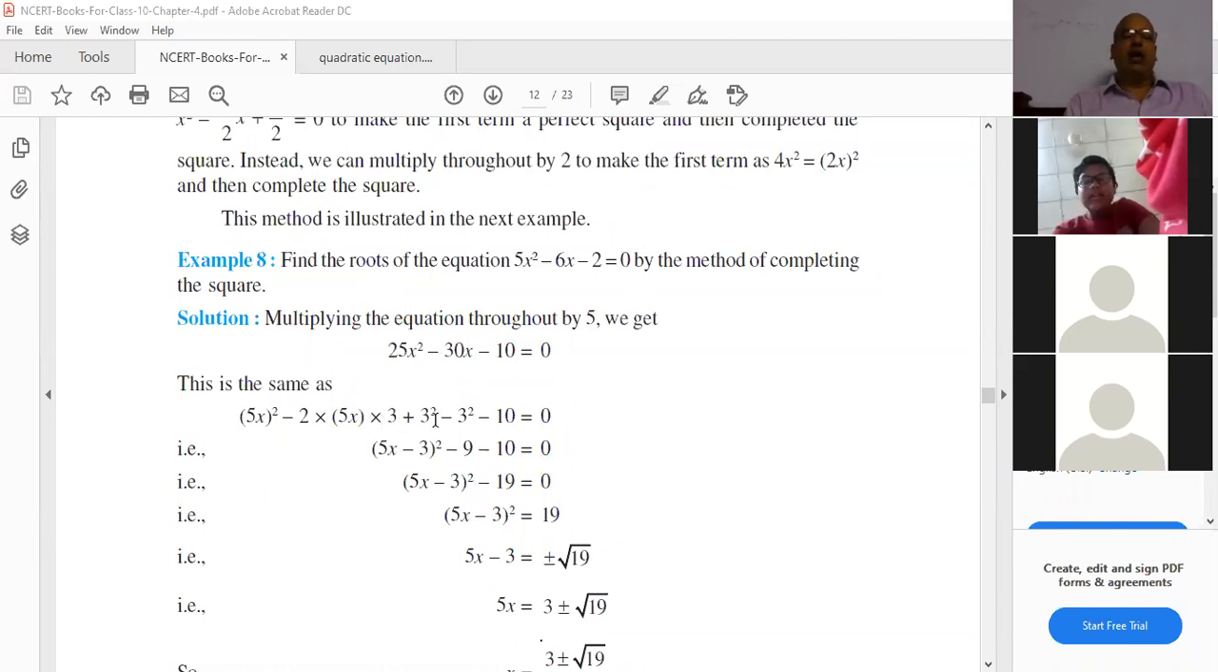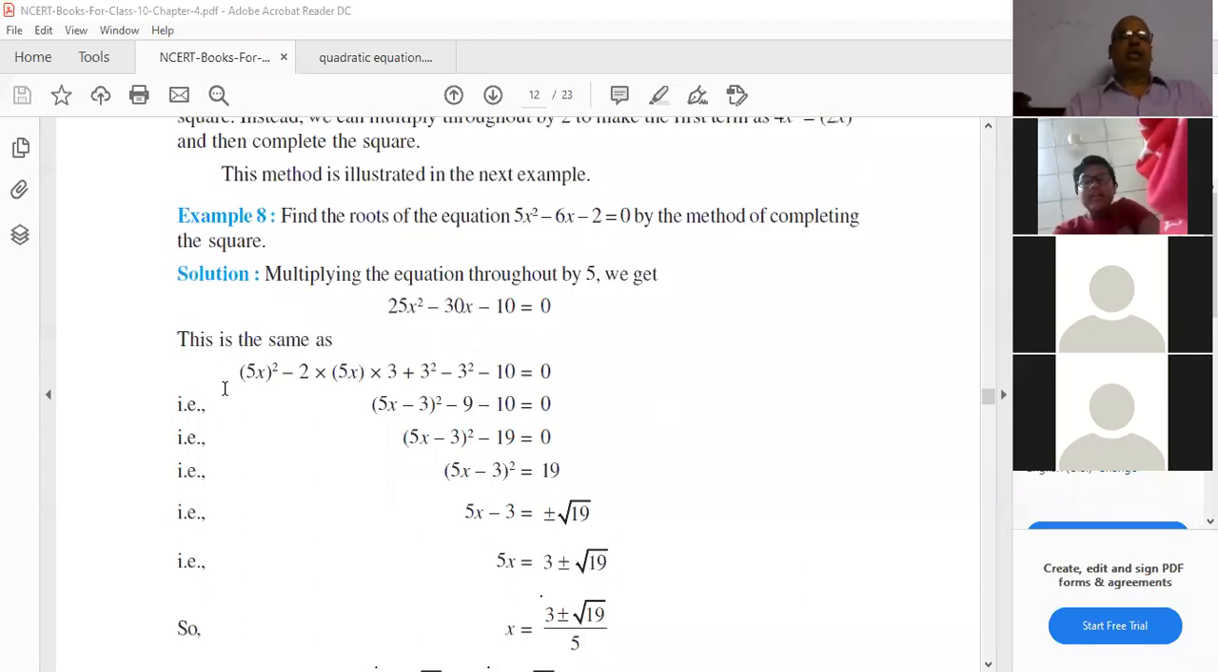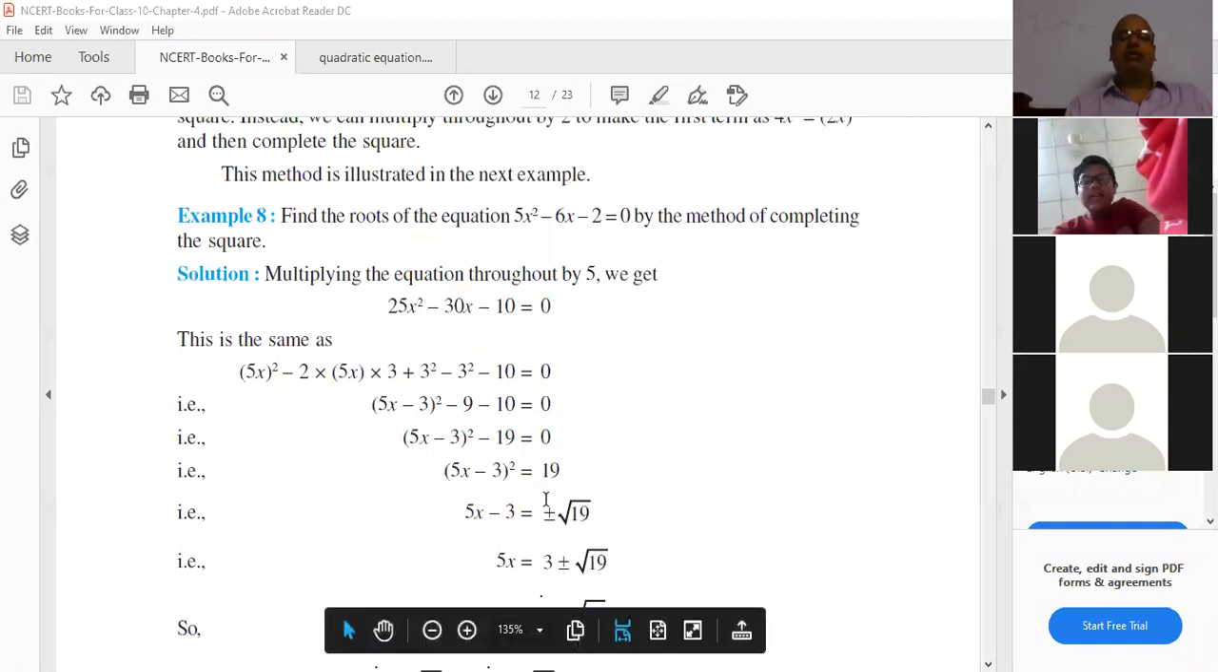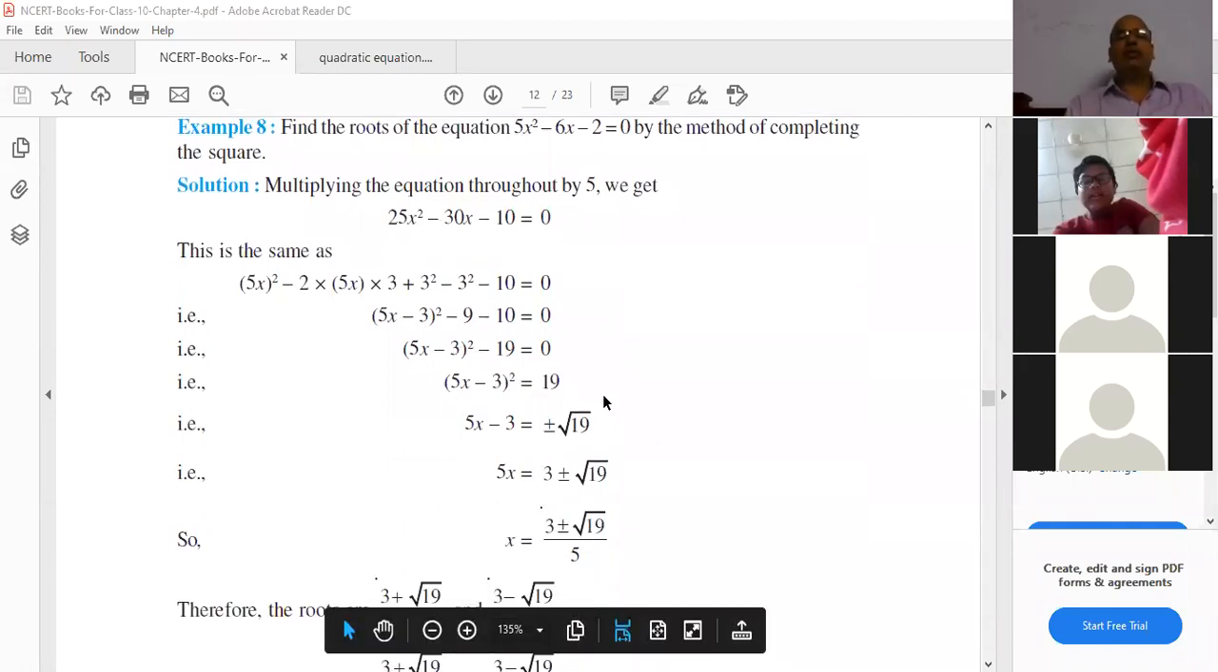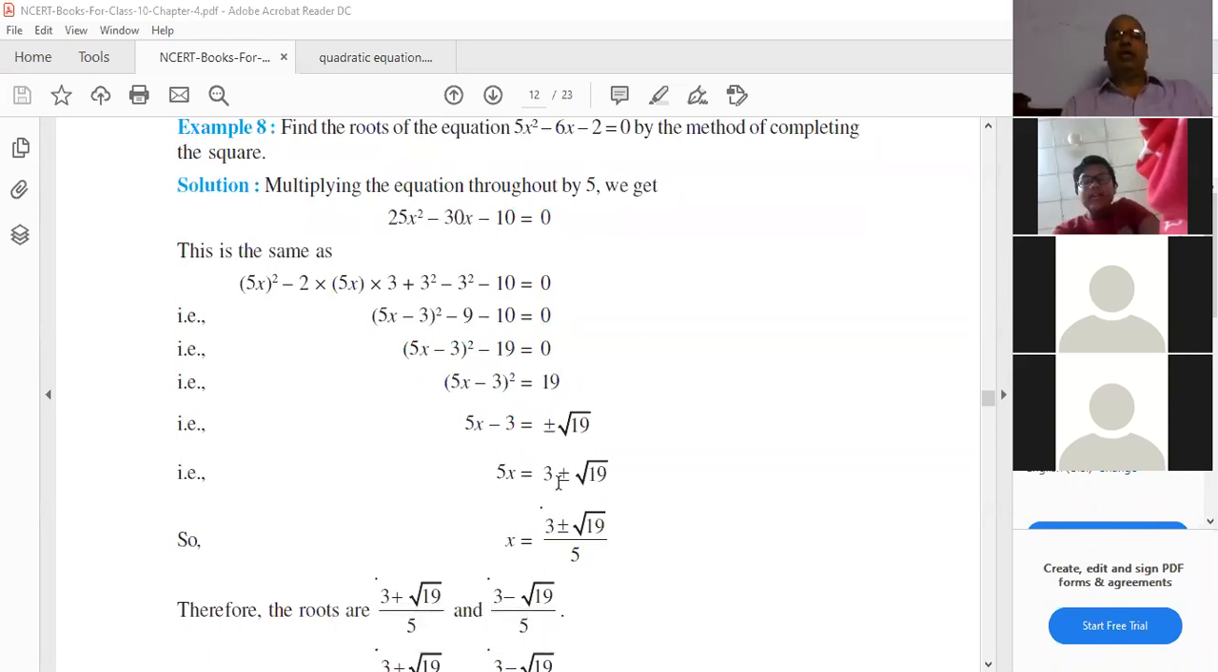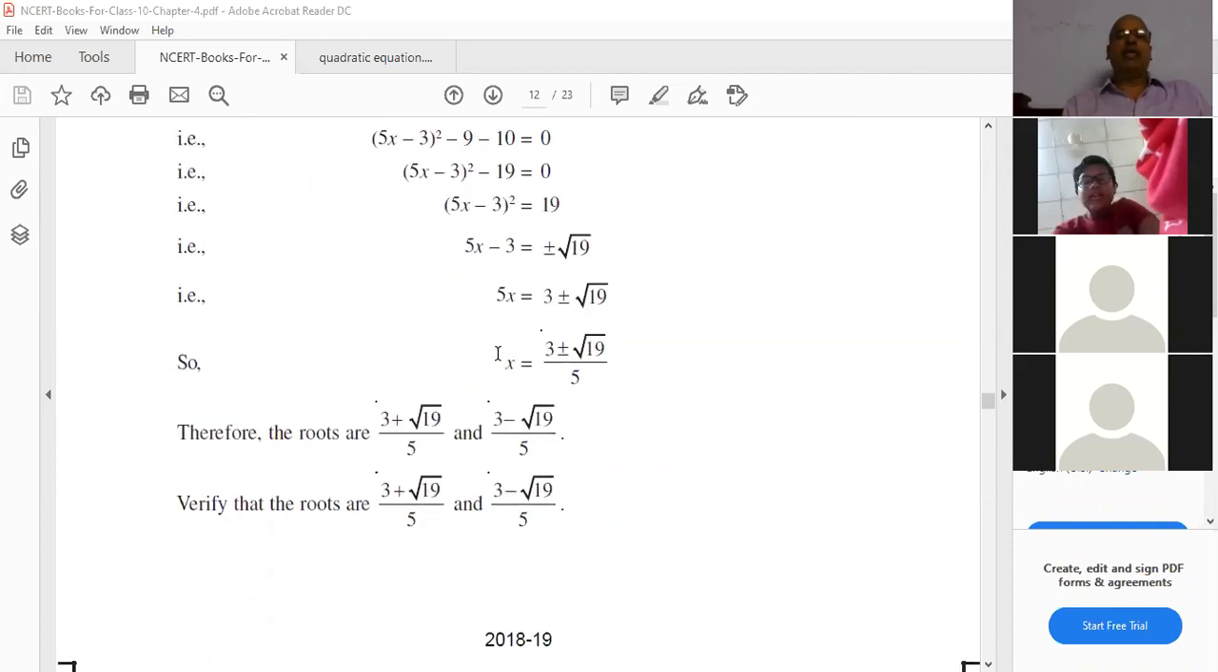B means 3. Now we have to add b square and subtract b square. B square means 3 square, so plus 3 square minus 3 square. I wrote the extra minus 10 there in the question, equal to 0. Hence a minus b whole square means 5x minus 3 whole square minus 9 minus 10. Transpose that side. 5x minus 3 whole square equal to 19. 5x minus 3 equal to plus or minus root 19. But the square root of 19 is not there, you need not worry. So 5x equal to 3 plus or minus root 19. x equal to 3 plus or minus root 19 by 5.